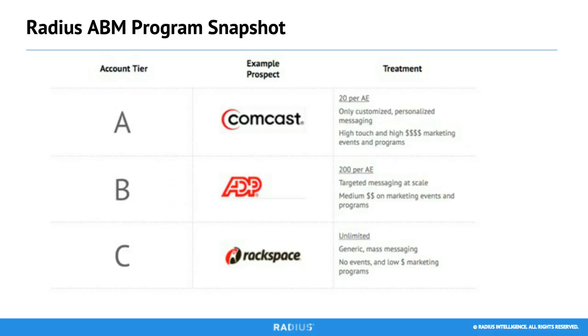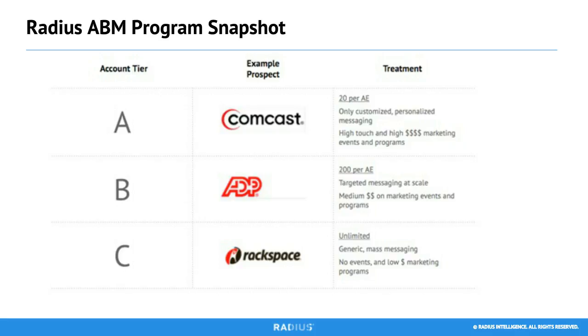This is, as a snapshot, what our Radius ABM program looks like. We have tiered our accounts based off of A, B, and C. So you'll find in our Salesforce instance, on each account record, whether they're A, B, or C, or potentially D, which is not a target for Radius. And then there's alignment around what these tiers mean for us as a sales and marketing organization.